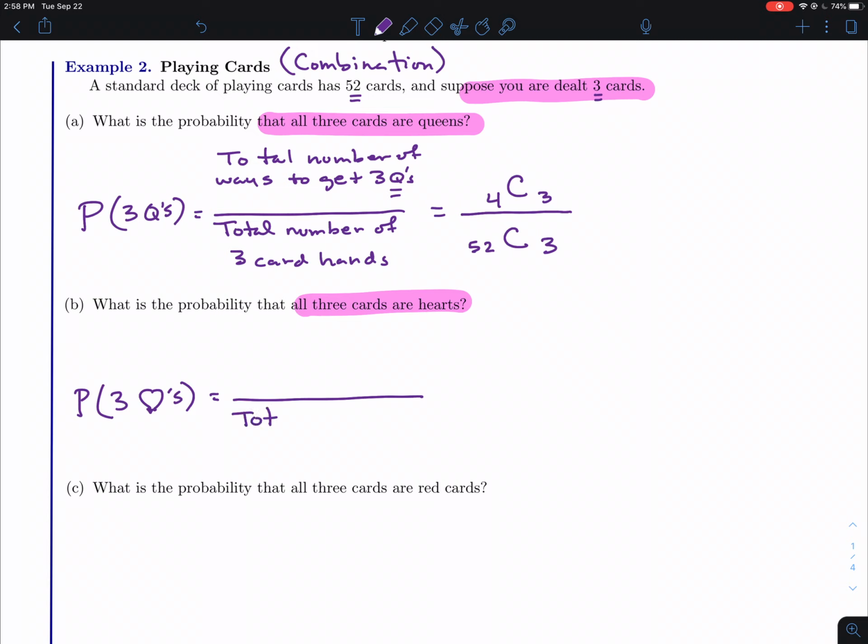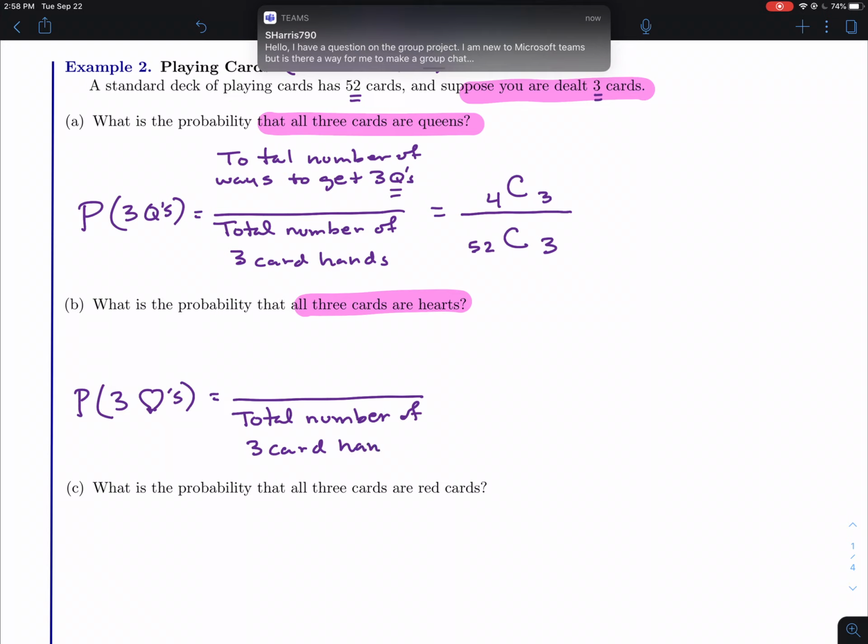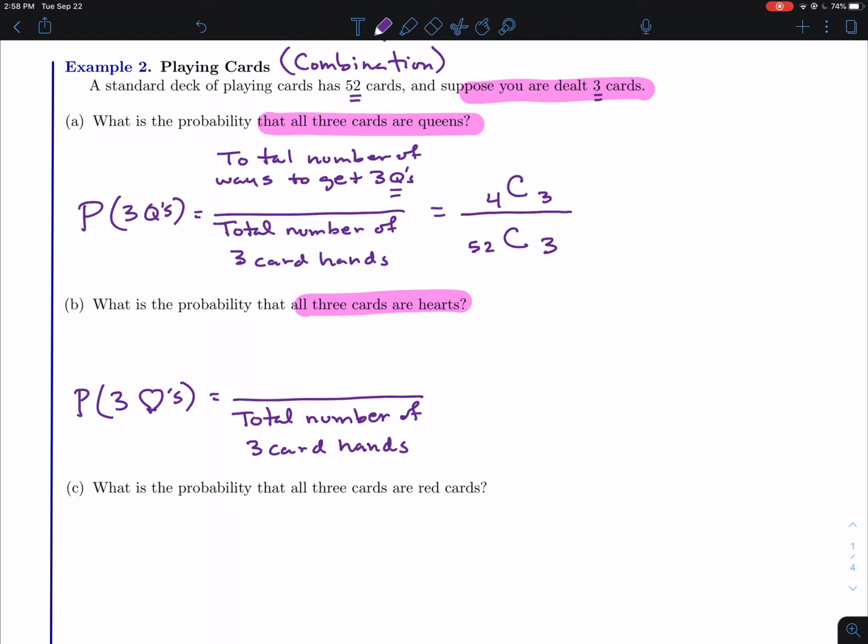So again, my bottom is just the total number of 3 card hands. And then my top number is going to be the total number of ways to get 3 hearts. So again, just like I said before, the bottom number is going to be exactly the same. So I'm just going to go ahead and write it down. So 52C3.